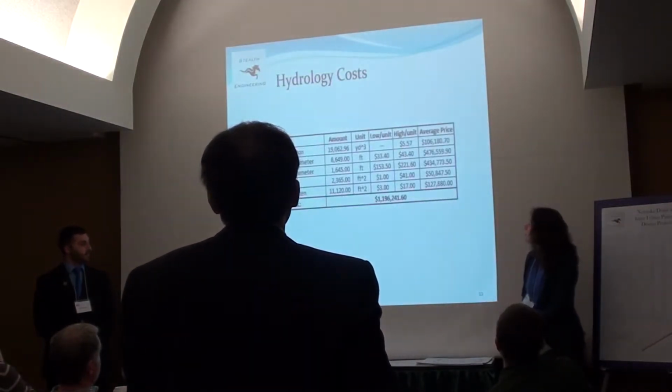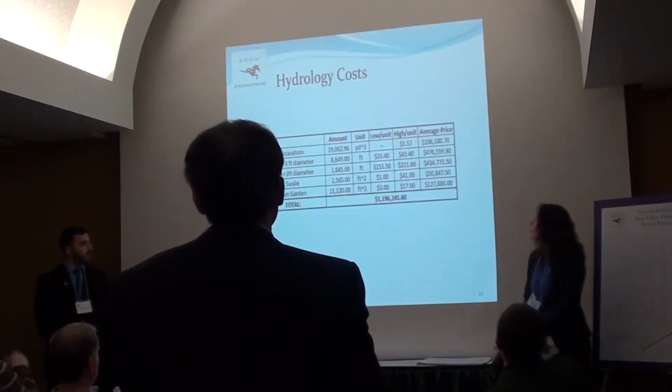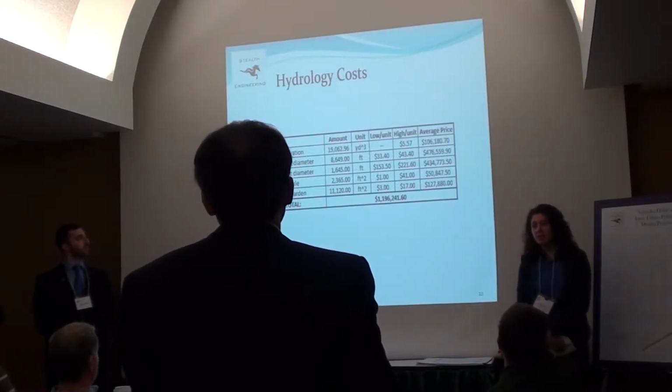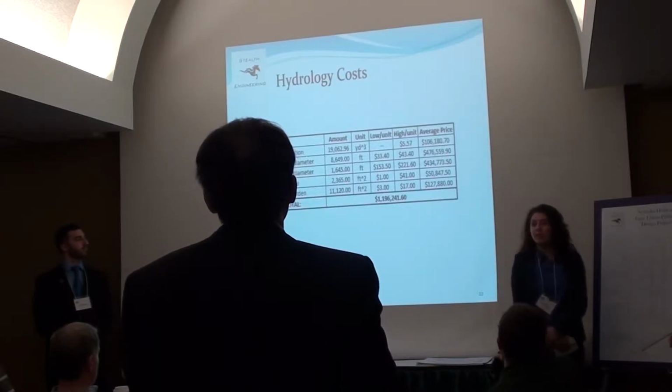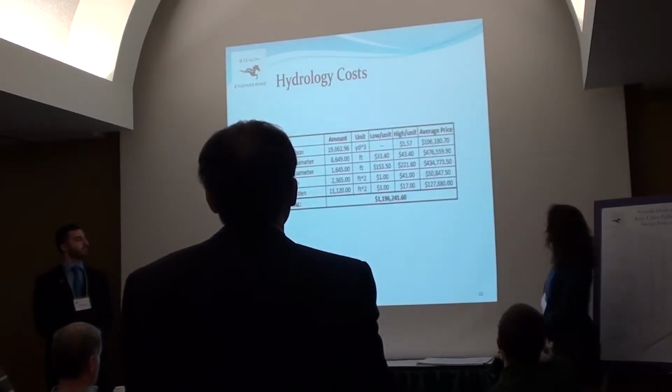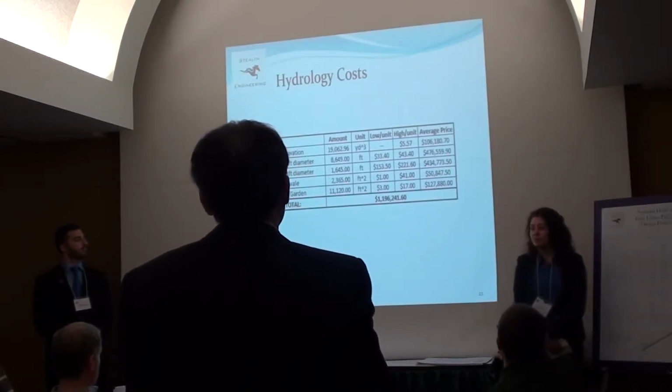And for our costs for hydrology, we considered excavation of different pipes and their diameters, swales and rain gardens, and we came to approximately $1.2 million for hydrology.